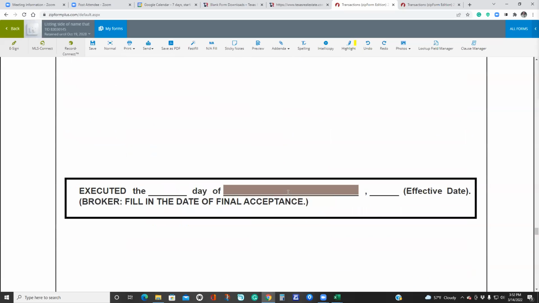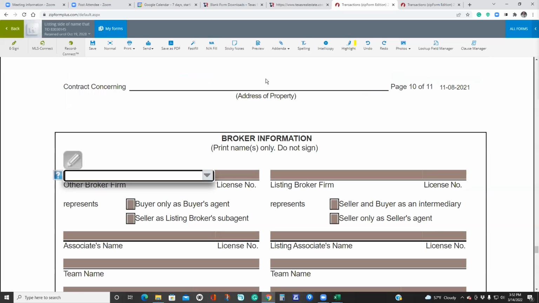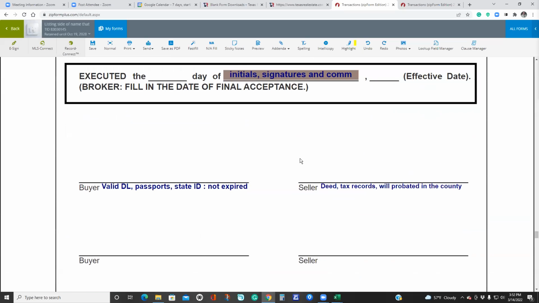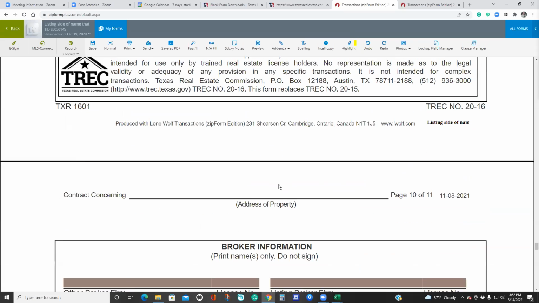And then the effective date of the contract is the date. We have initials, signatures, and communication. That should have stayed in there. Yep. You have to have initial signatures and you communicate acceptance. That's your effective date, right? So we're good to go there.